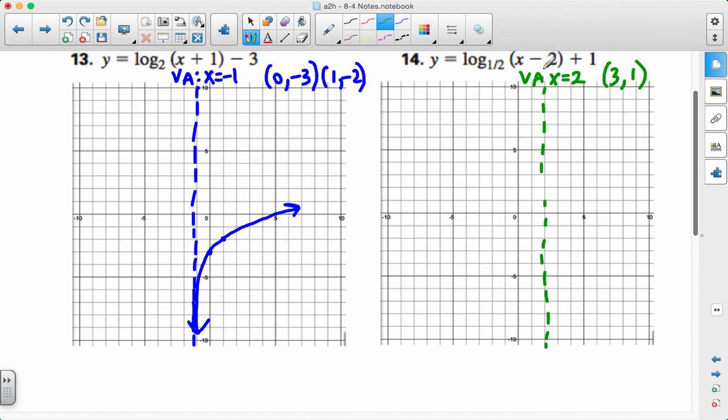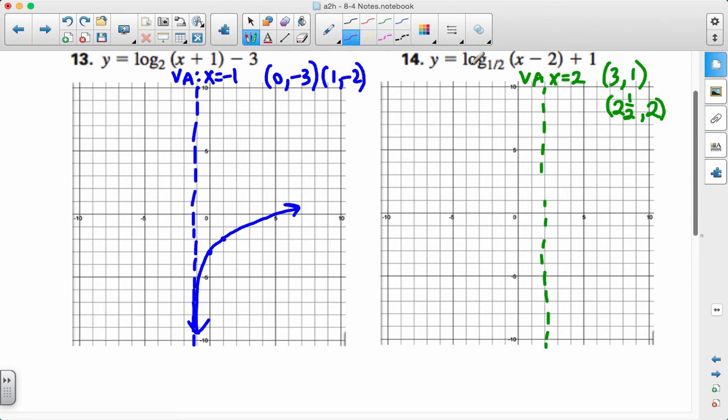Okay, this next one's kind of weird. I want this to be a half, right? I want this number to be the same as this base. So I'm going to take away a 2, so I'm going to actually plug in a 2.5. 2.5 minus 2 is a half. Log base a half of a half is 1. 1 plus 1 is 2.